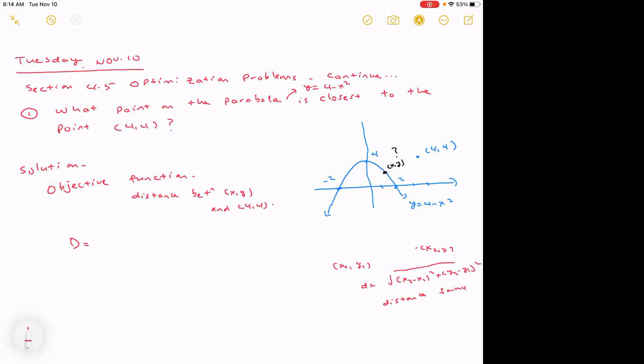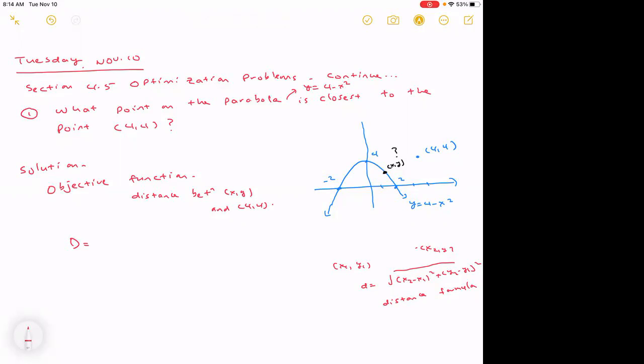Am I writing too small? Yeah, I can't see the formula on the right. So it is the square root of x2 minus x1 squared plus y2 minus y1 squared. No, that's not the Pythagorean theorem. That is the distance formula. Okay, Elizabeth, this is the distance formula.